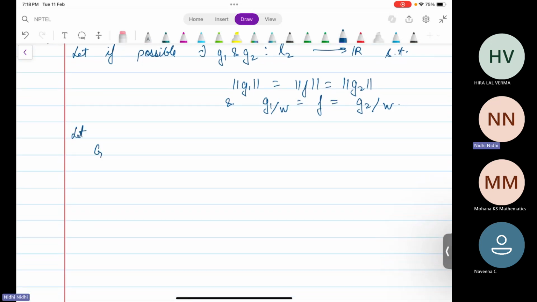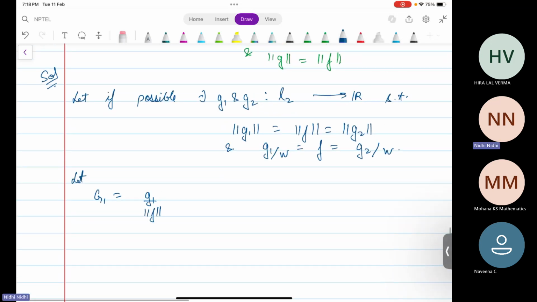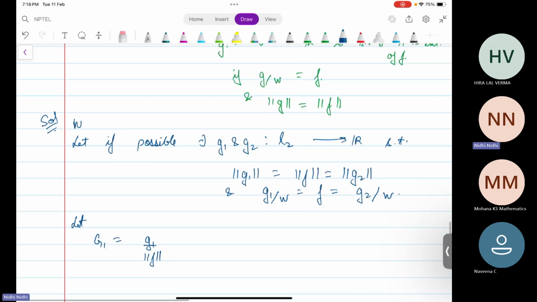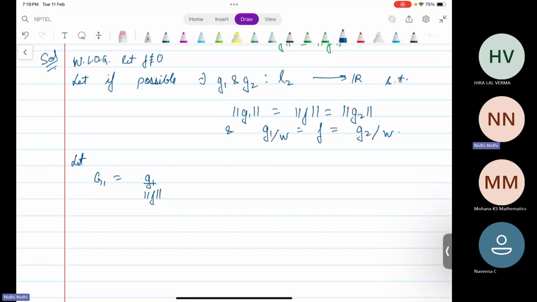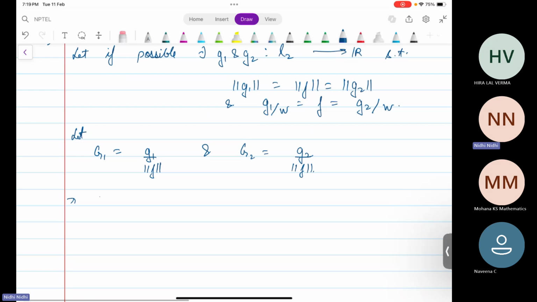Let capital G1 be equal to small g1 by norm F, just scalar multiplication by 1 by norm F. We are taking, without loss of generality, F is non-zero. Therefore, norm F is non-zero and hence this G1 is well defined. Similarly, G2 is small g2 by norm F. This implies norm G1 is equal to 1 is equal to norm G2.